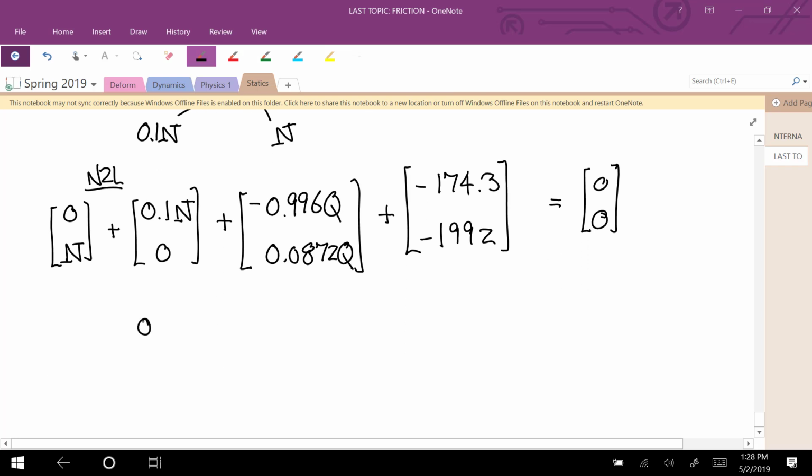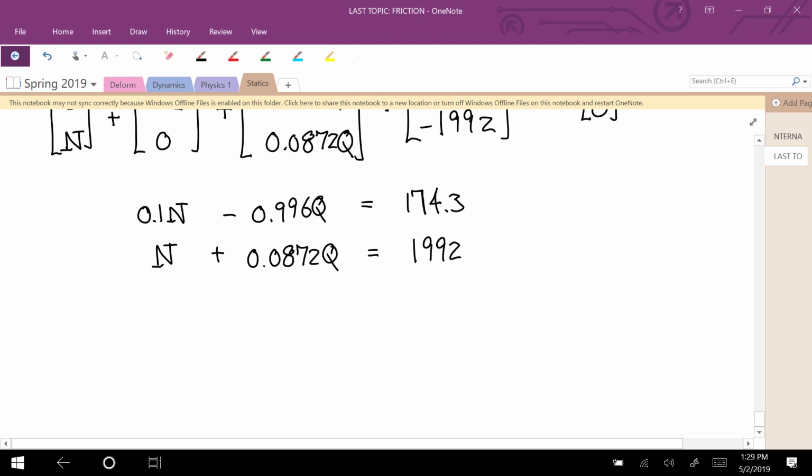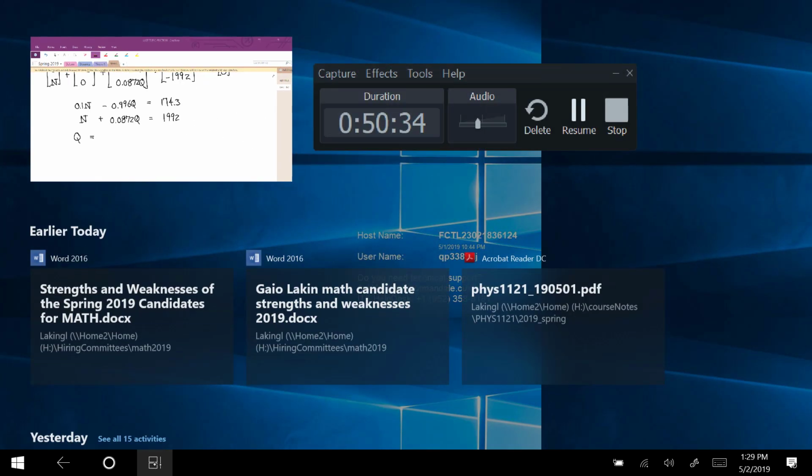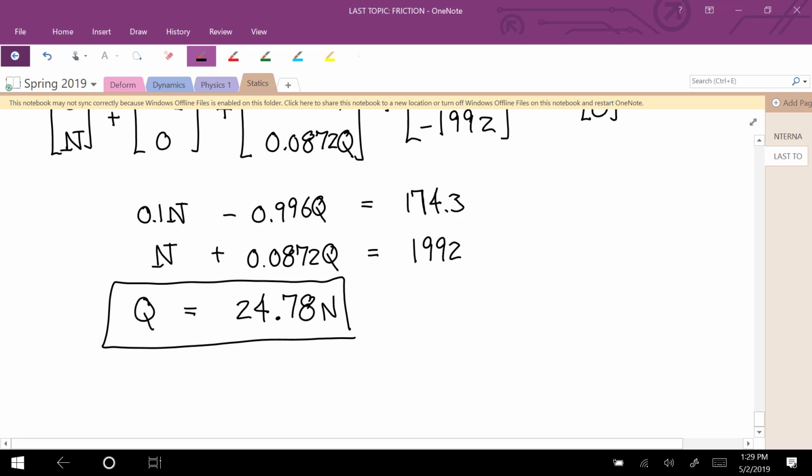And so we get two equations: 0.1 times the normal minus 0.996 Q is equal to 174.3, and the second equation says N plus 0.0872 Q is equal to positive 1992. And can someone calculate Q and tell me what that is? Negative again? Yay! I'm going to use the positive one. Okay, 24 point what? 26. Okay.